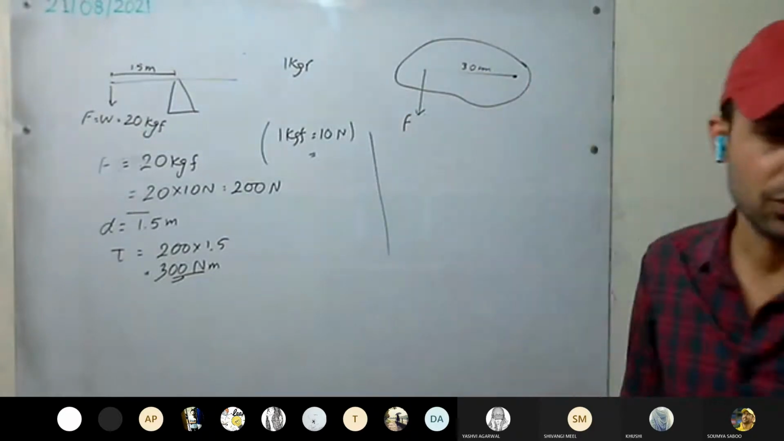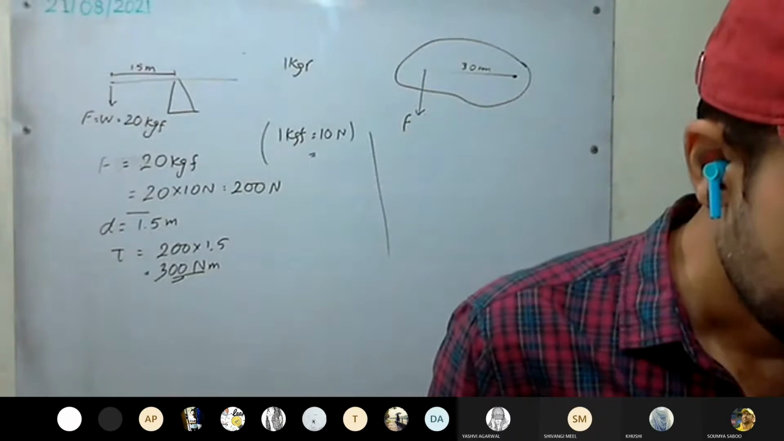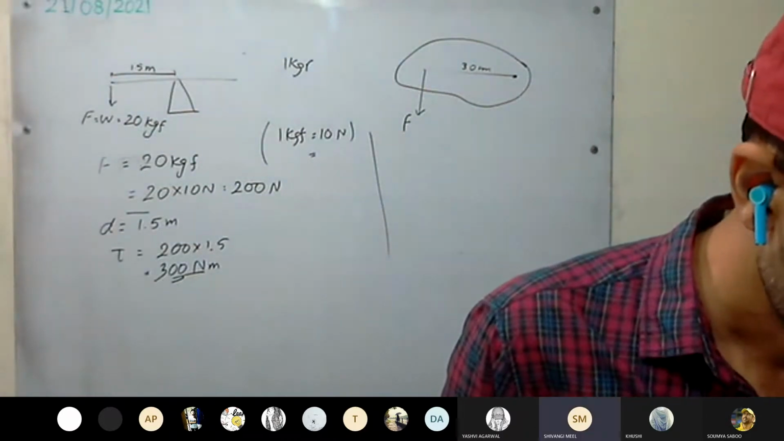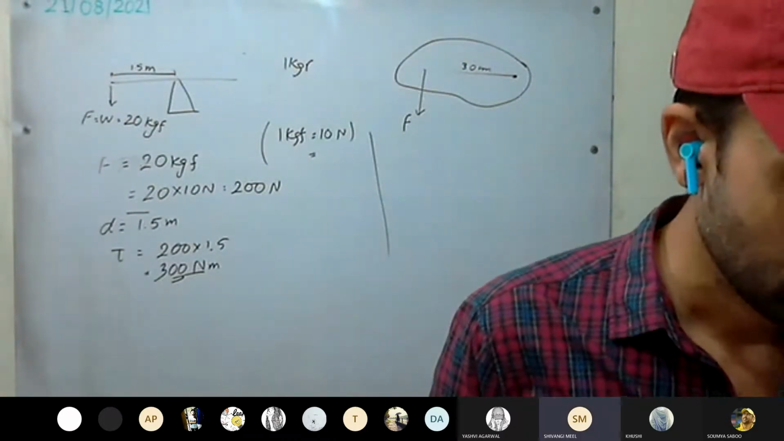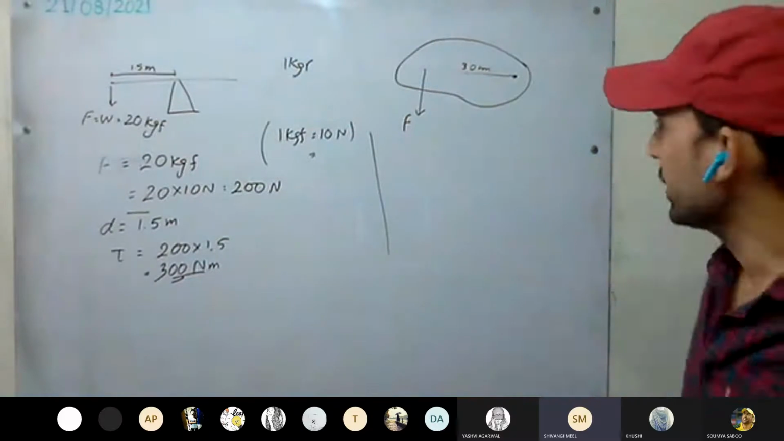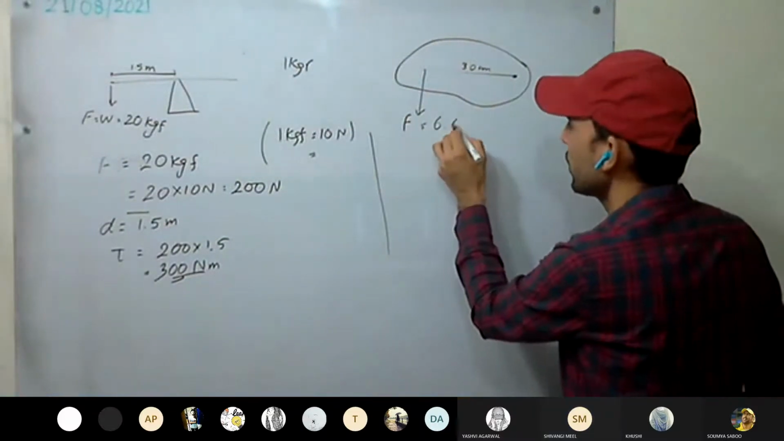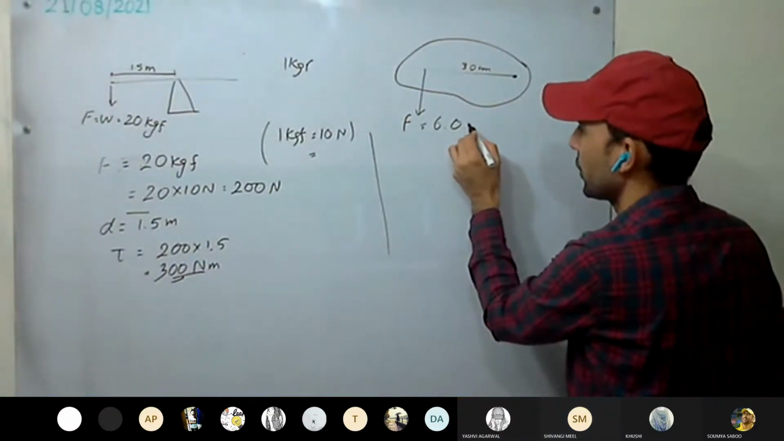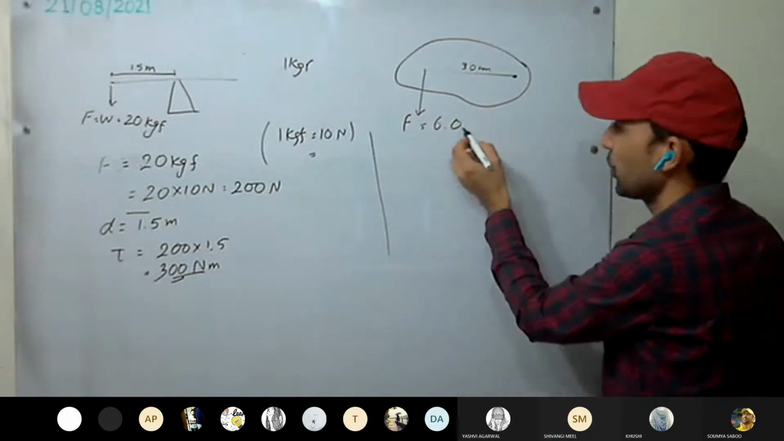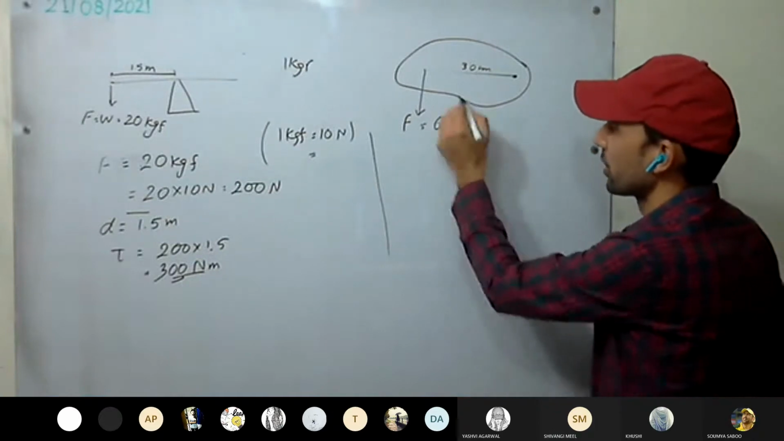Here we are applying the force. How much force are we applying? 6.0 Newton. 6.0 Newton means 6 Newton only. See here, what does the 0 denote? Accuracy. The more zeros after the decimal, the more accurate it is. Okay, it's 6 Newton only here.